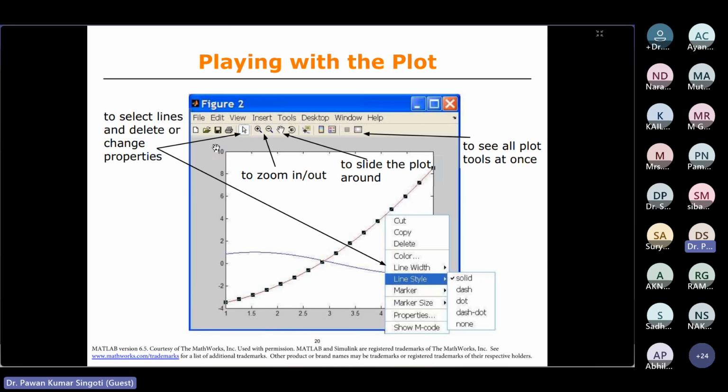Okay, you select the line, you can just click on the line and delete it or change the properties of that line. You can zoom in, zoom out the figures. You can slide the plot around in the space available. You can change color, line width, and line style: solid, dash, dot dash. You can change marker and marker size, 0.5 or whatever limit, and you can increase the limit also. For more properties, you can click on more properties, and if you want to know the code of this figure, it will also be available, show code.